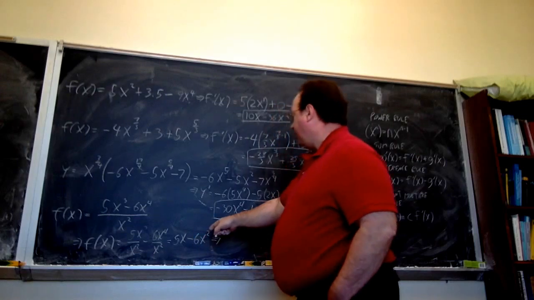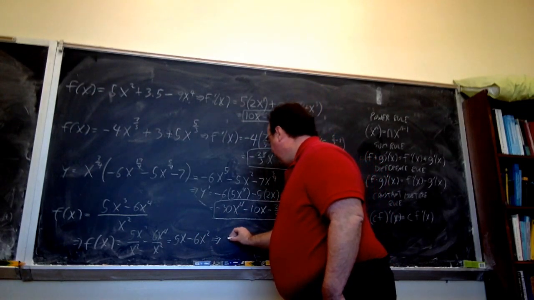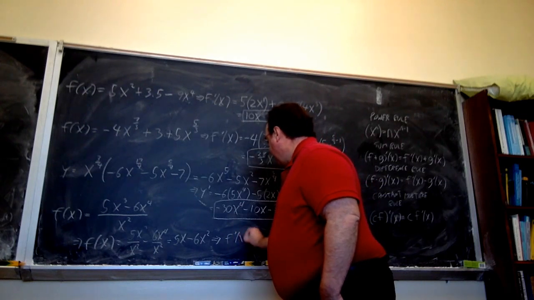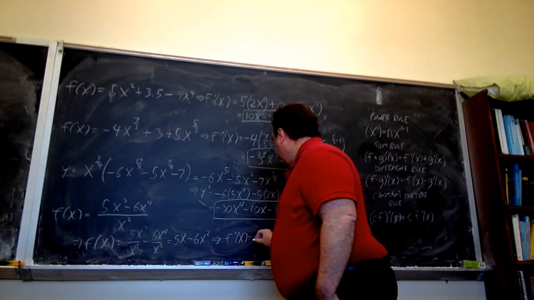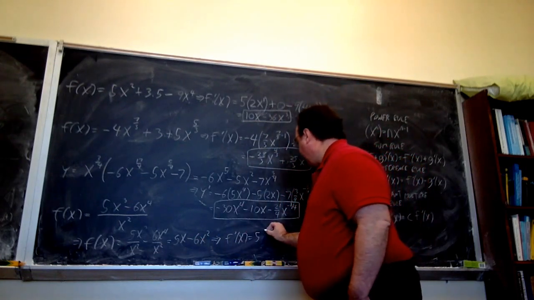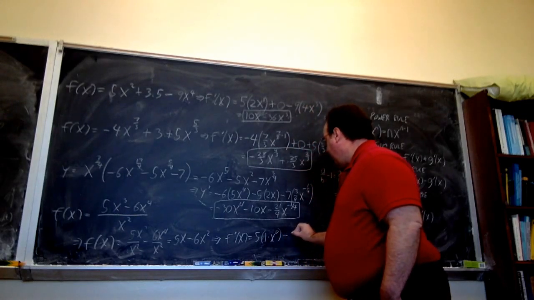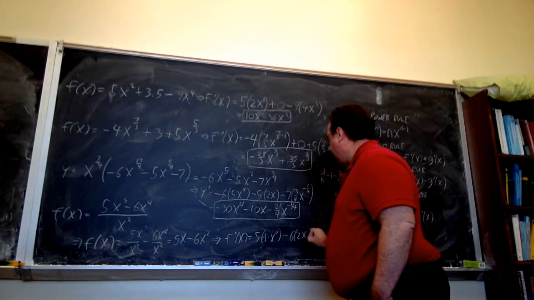So now our function is in the correct form for using the sum, difference, and constant multiple rules. I get f prime of x is equal to 5. Now x is the same as x to the 1st, so I can write its derivative as 1 times x to the 0. Then I have minus 6 times the derivative of x squared, which is 2 times x to the 1st.